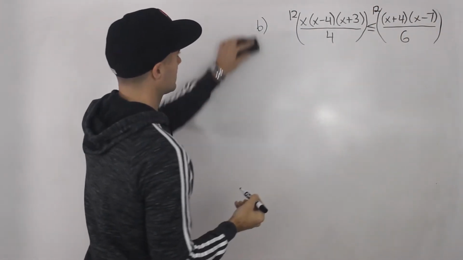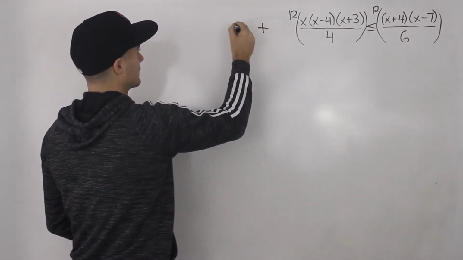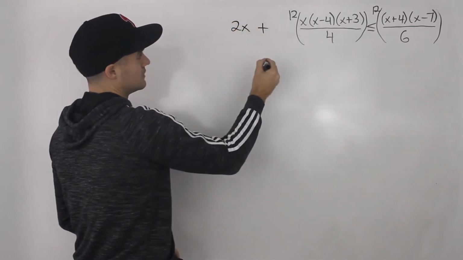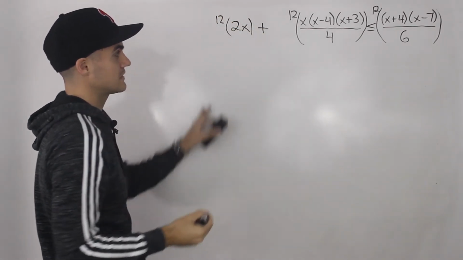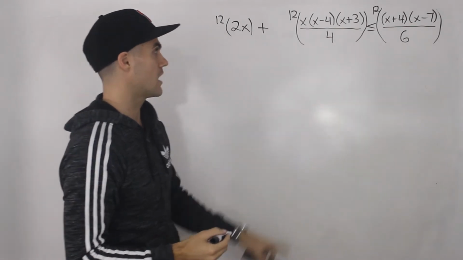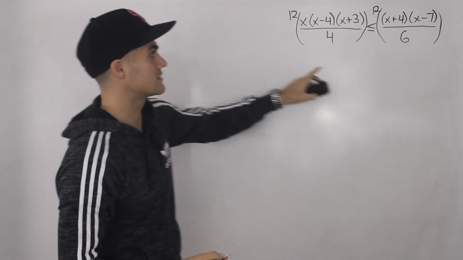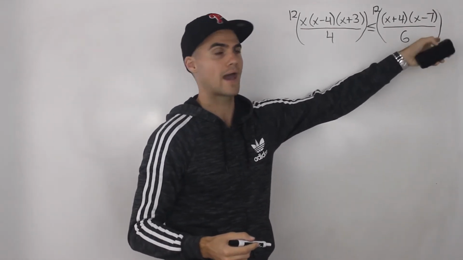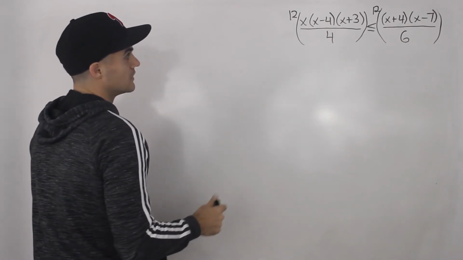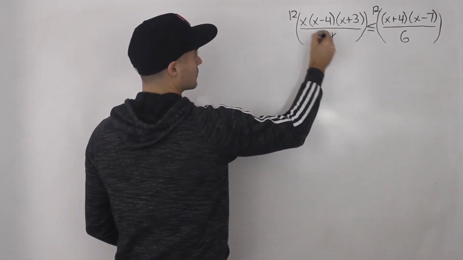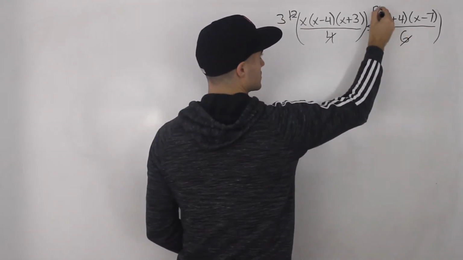Now, another point I want to make is, let's say that this inequality also had another term here. Let's say maybe we had like 2x. Well, we'd have to multiply this 2x by 12 as well. Basically, everything gets multiplied by that lowest common denominator, right? So just be aware of that. Same thing here. If we had another term being added or subtracted, we would multiply that term by 12 as well. So 4 goes into 12 3 times, and then 6 goes into 12 twice.